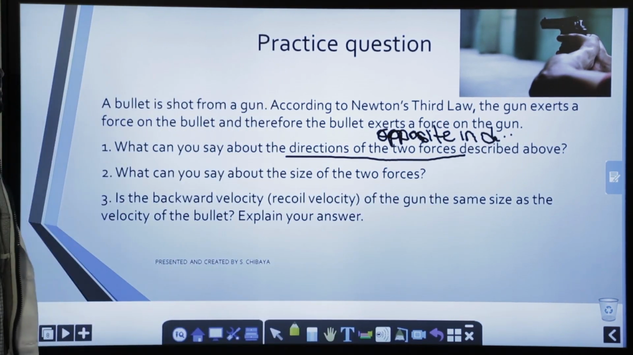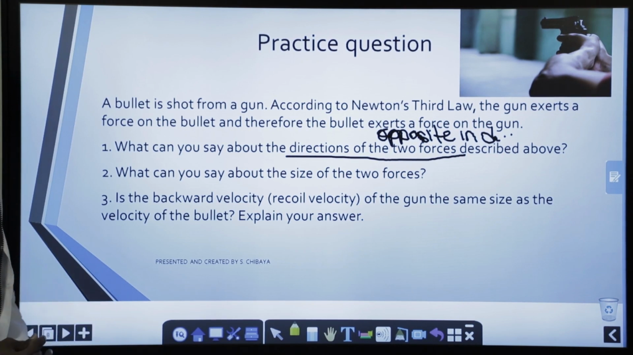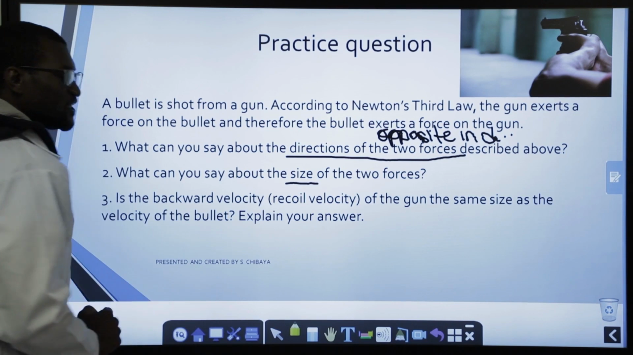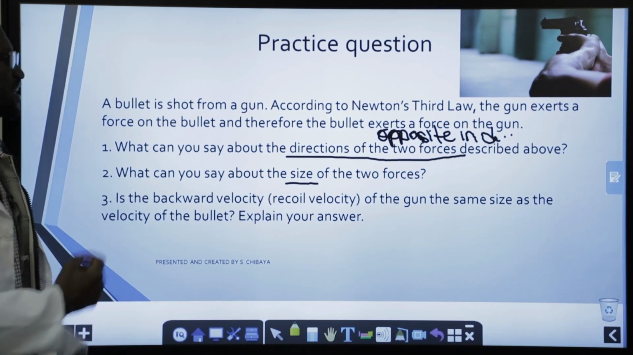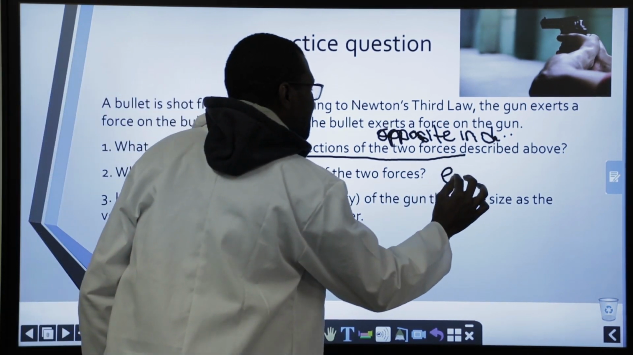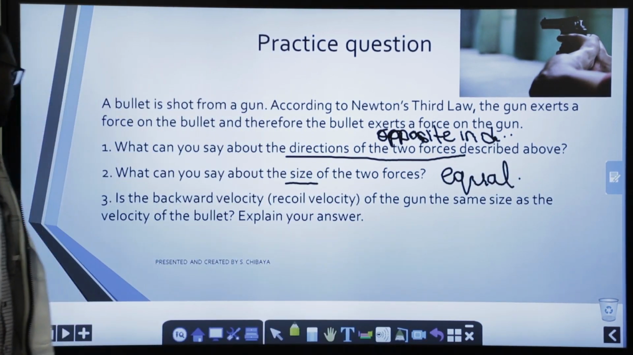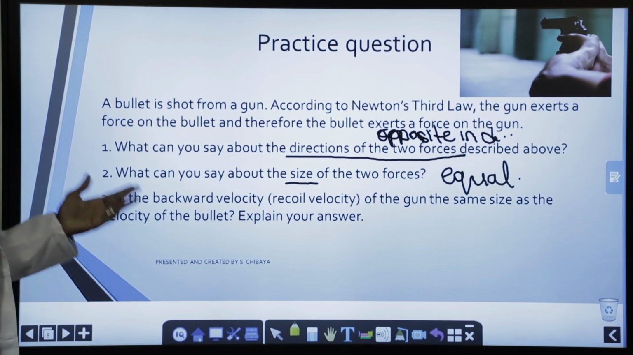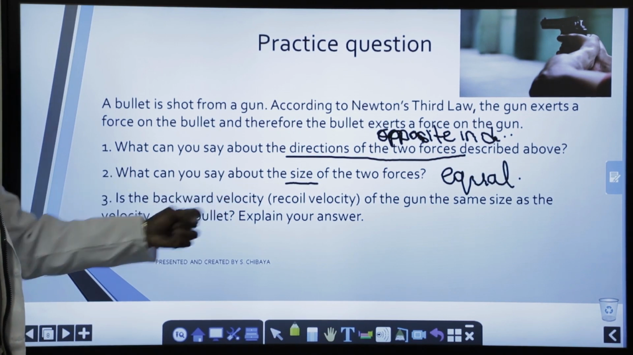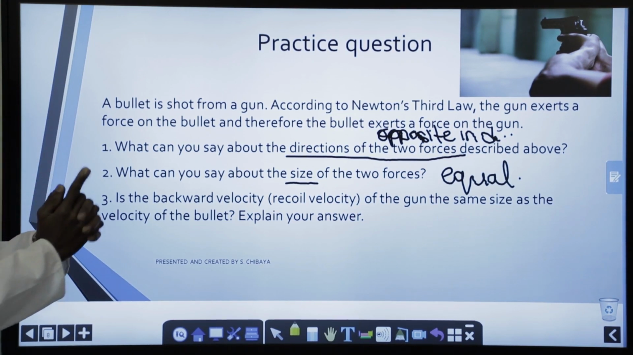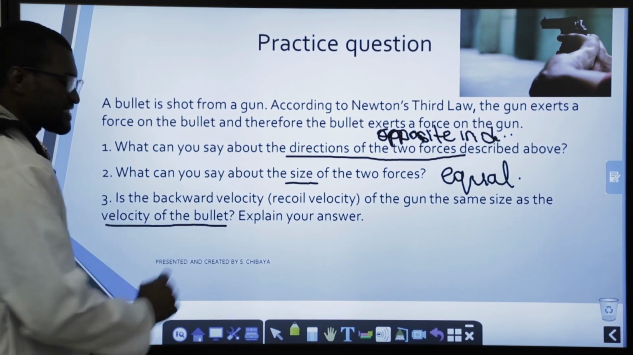What can you say about the size of the two forces? Another word for size you must know is magnitude. They are equal in magnitude. Is the backward velocity, the recoil of the gun, the same as the velocity of the bullet?